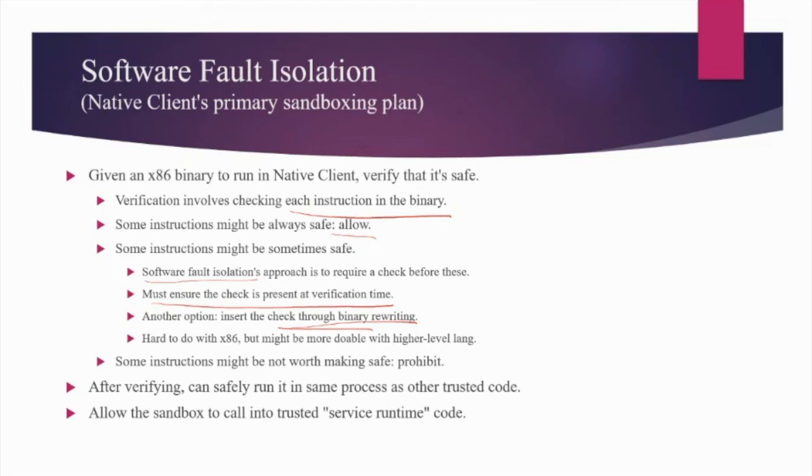Although it is hard to do at the binary level, it is more doable at higher level languages. So depending upon the granularity, native client decides what to choose. Okay, and the instructions which are not safe, not converted to safe code, are just prohibited. Okay, and once all the verification is done, we can safely run it in the same process as the trusted code, because now we have converted the untrusted code into safe code.